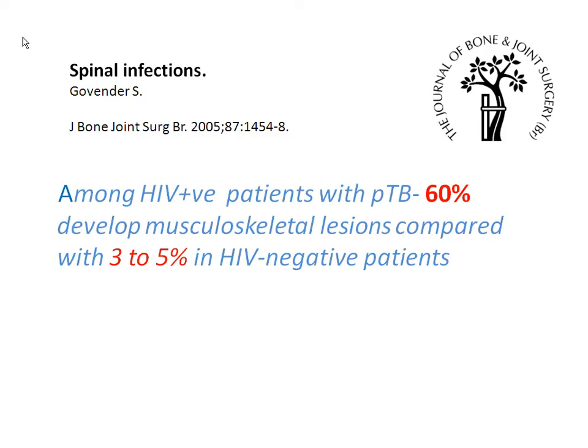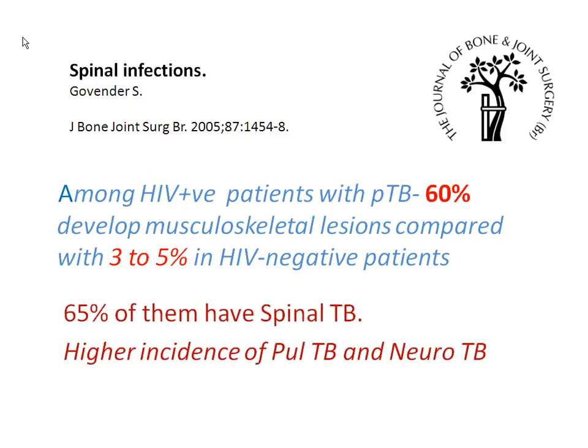Among HIV positive patients with pulmonary tuberculosis, 60% develop musculoskeletal lesions compared to only 3 to 5% in HIV negative patients. So that is a big problem. And in these patients, 65% of them have spinal tuberculosis.